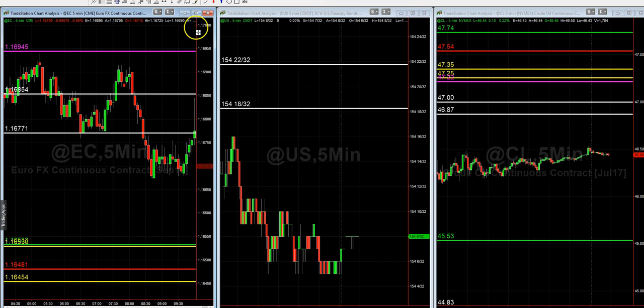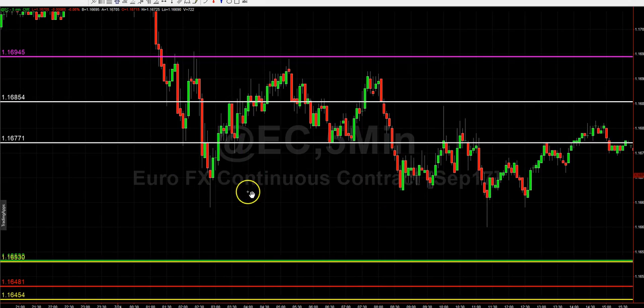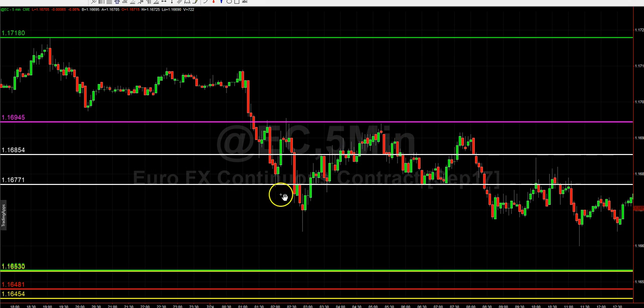I had to leave to take my children to the doctor, or accompany my wife to take the children to the doctor. So let's just look at this really fast. So overnight, this is the white zone right here.